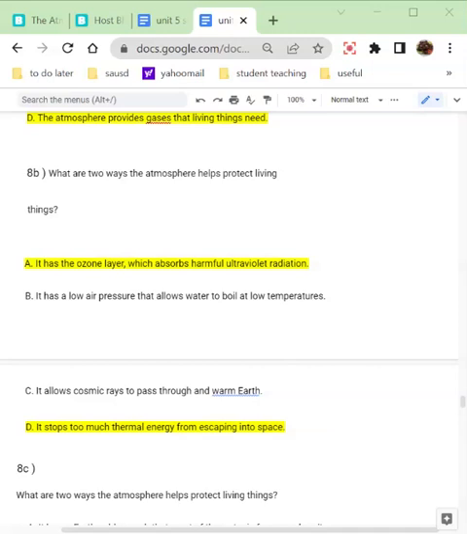And one more thing that helps protect us is that the atmosphere stops too much thermal energy from escaping into space. So thermal energy, that's also called heat. So it holds in our heat so that not too much is escaping into space, which keeps us warm. Otherwise, if it all escaped into space, then our planet would be cold.